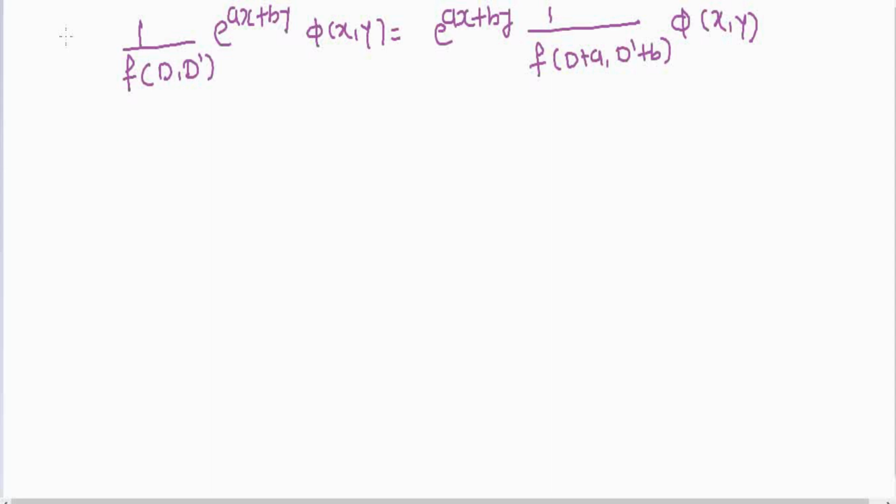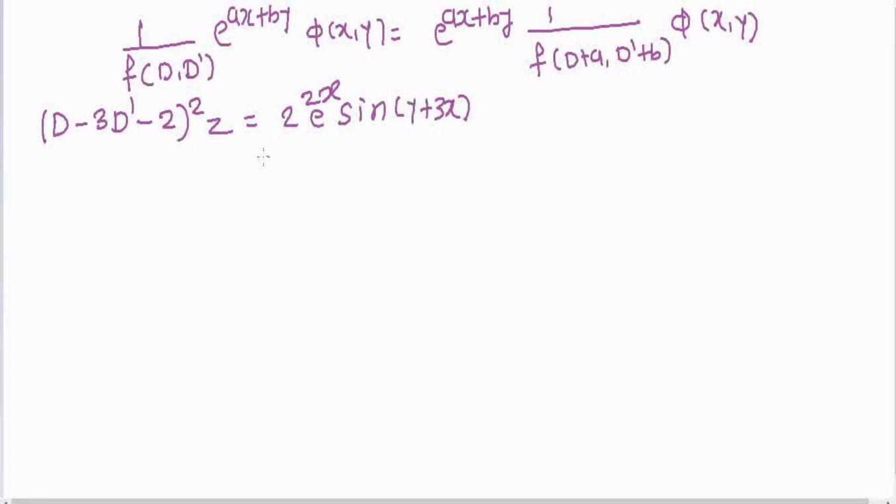Whenever we move the term e raised to ax plus by to the right of the operator, let us see an example of how it actually happens and how we can solve the problem. Suppose we want to solve (D minus 3D dash minus 2) whole square z equal to 2 into e raised to 2x into sine of (y plus 3x).